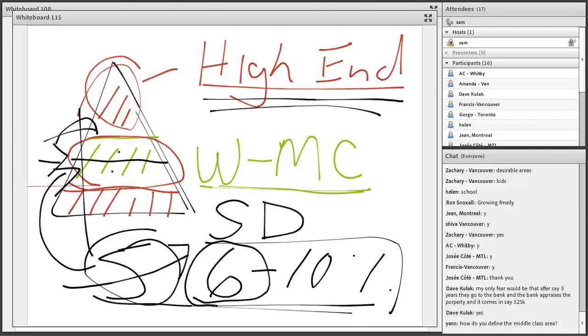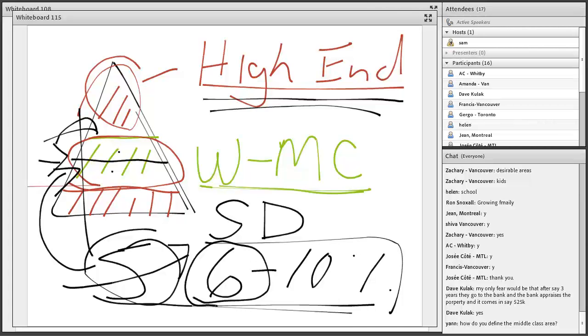How do you define middle class areas? Okay, so the best thing you can do when working in middle class areas is just look at school districts. That's all. Look at your school districts, and you don't want the top areas in the city. You want the middle area. That's your working middle class area. Easiest way to do it.